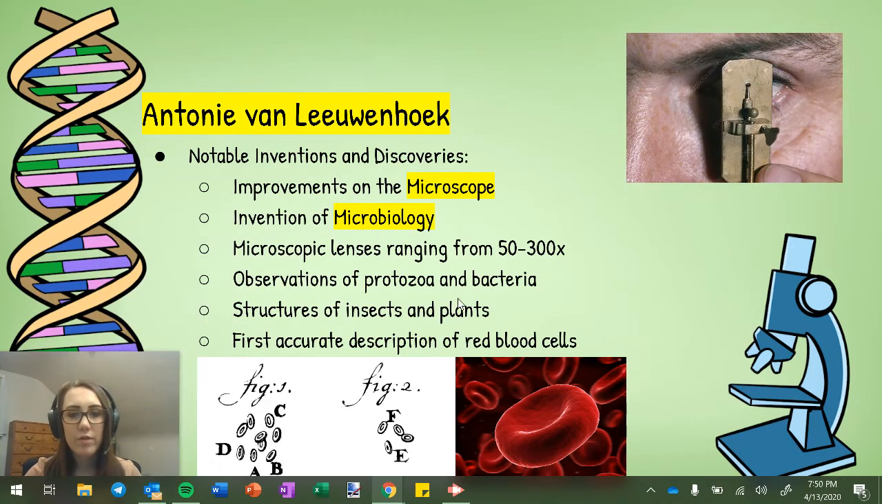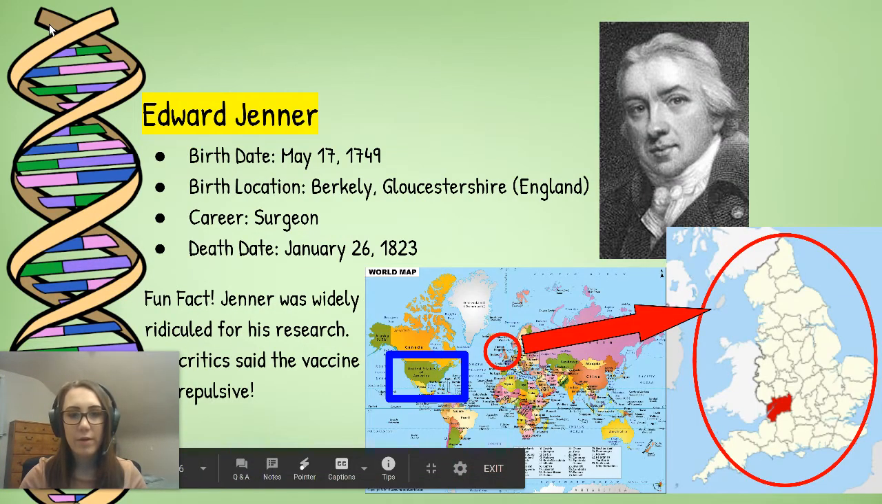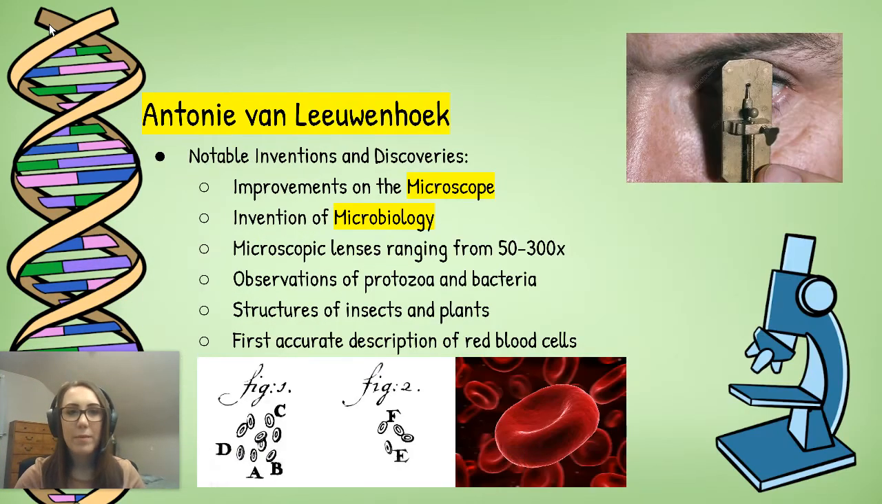So let me show you here. There we go. So, Leeuwenhoek's most notable inventions and discoveries start with the microscope. However, he did not invent the microscope, kind of like how Nikola Tesla improved the alternating current, but he didn't invent it. That's what Leeuwenhoek did here. He didn't invent the microscope, but he made improvements on it.